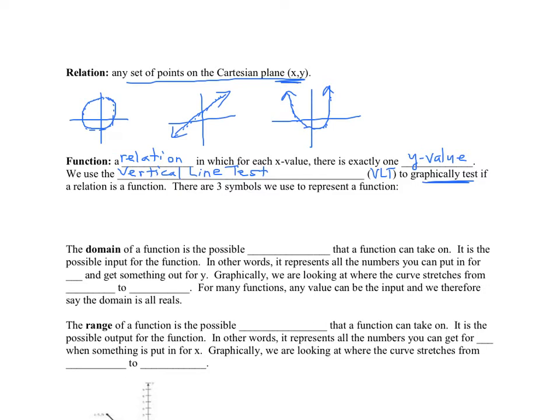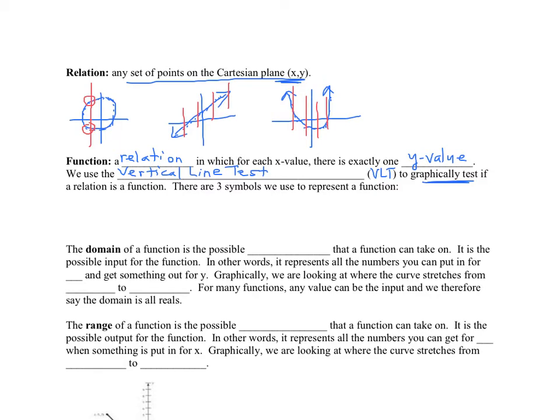So in other words, if we go back up here with my circle, if I were to draw a vertical line, notice that it is hitting in more than one spot. So for this particular x value, there are two y's. So that is not a function. However, if I were to look at this graph, if I were to draw a series of vertical lines, or this one over here, notice it is only hitting it in one spot. So that makes it a function.